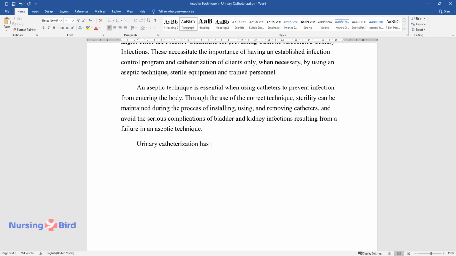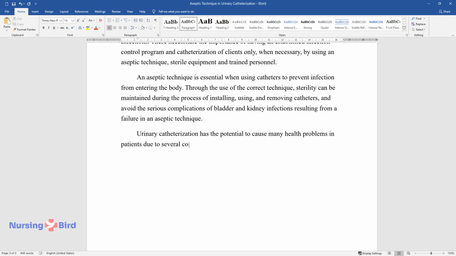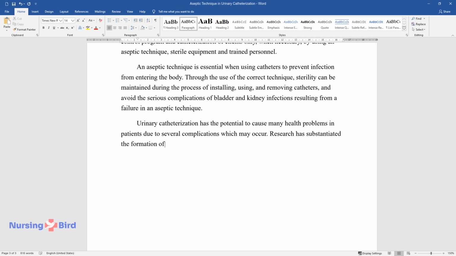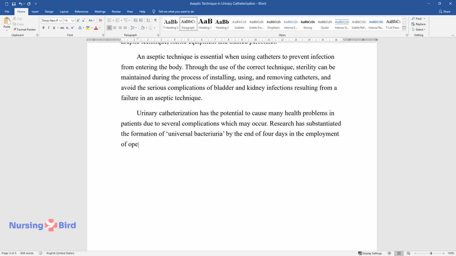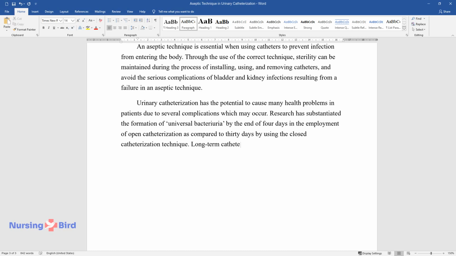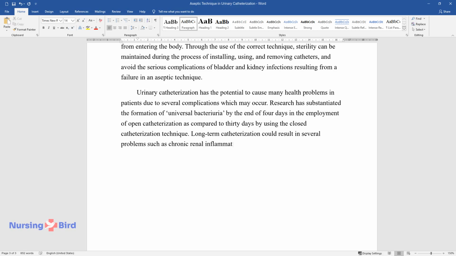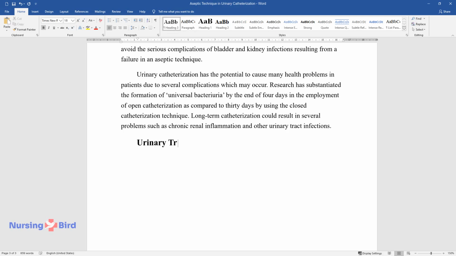Urinary catheterization has the potential to cause many health problems in patients due to several complications which may occur. Research has substantiated the formation of universal bacteriuria by the end of 4 days in the employment of open catheterization as compared to 30 days by using the closed catheterization technique. Long-term catheterization could result in several problems such as chronic renal inflammation and other urinary tract infections. Urinary tract infection.